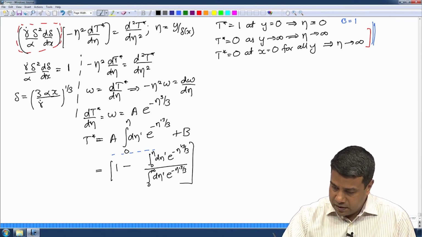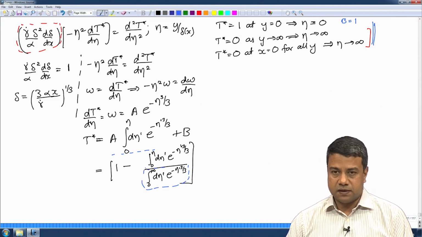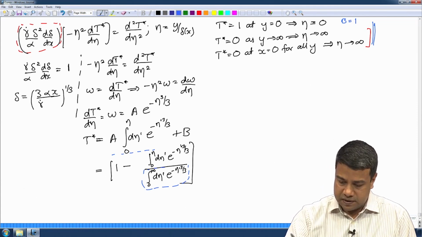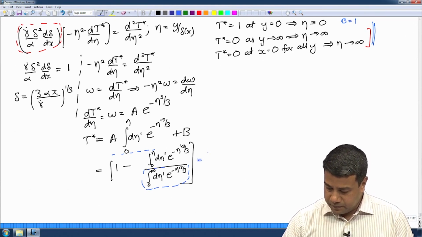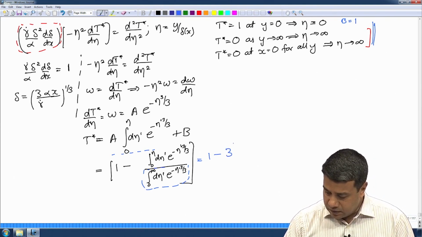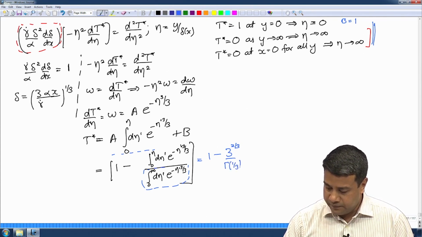And this can be evaluated in terms of error functions, I am sorry, in terms of gamma functions. This integral 0 to infinity d eta prime e power minus eta prime cubed by 3 can be evaluated in terms of gamma functions. It turns out that it is of the form 1 minus 3 to the 2/3 by gamma of 1 by 3 times the integral 0 to eta.